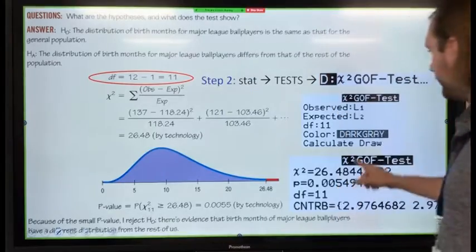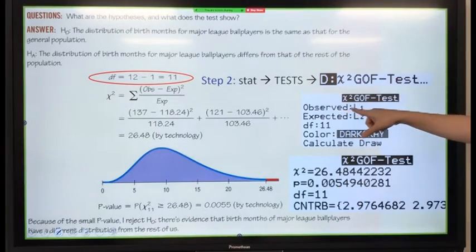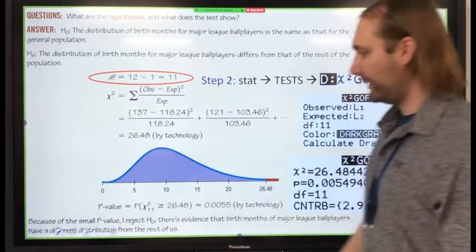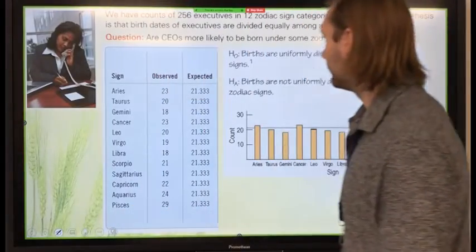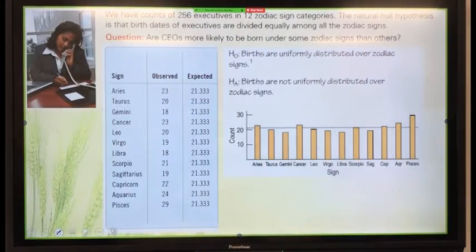But first, like I mentioned, we must make sure we have all our observed values in L1 and expected values in L2. So let me have you give this one a try. We have counts of 256 executives and 12 zodiac sign categories. The natural null hypothesis is that birthdays of executives are divided equally among all zodiac signs. Question: are CEOs more likely to be born under one zodiac sign than others? So one month more than another?